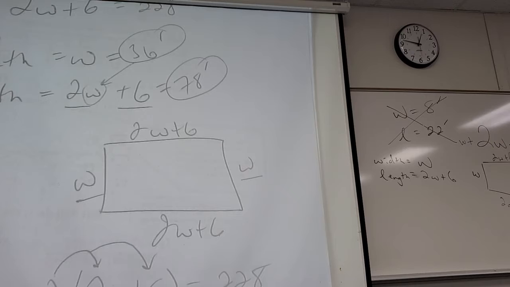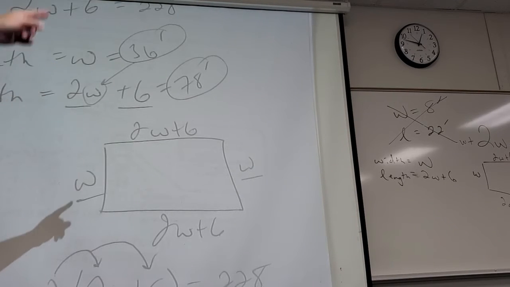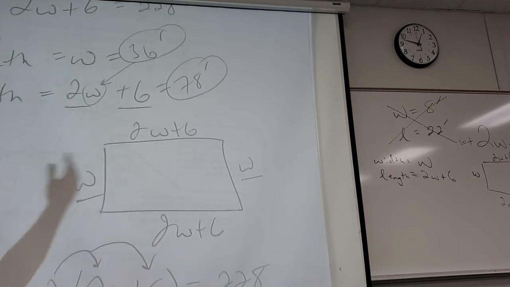plus 6, 78. How many rectangles exist where the length is twice the width plus 6? How many rectangles exist like that? Well, how many values for W could you pick? Infinite. That's the right way to say it. So there's an infinite number of rectangles that have that relationship. They just get bigger and bigger and bigger. Is there a largest number? No. So they could just get huge.